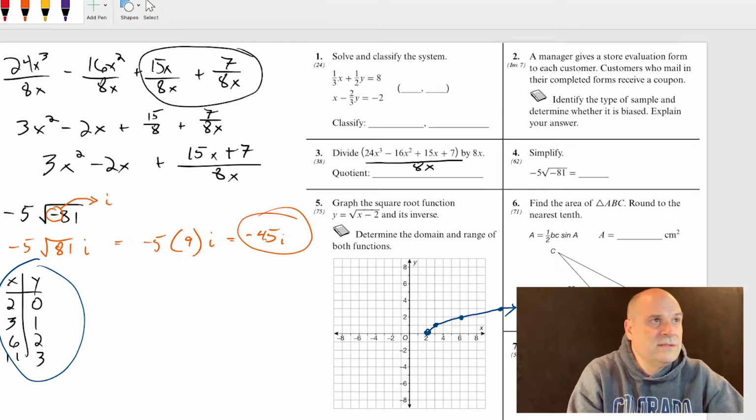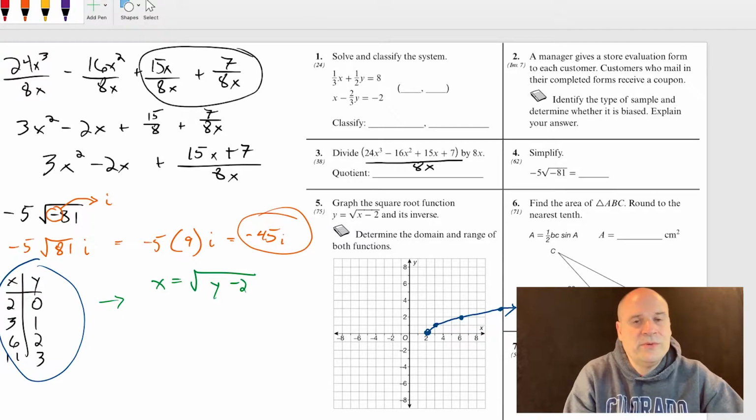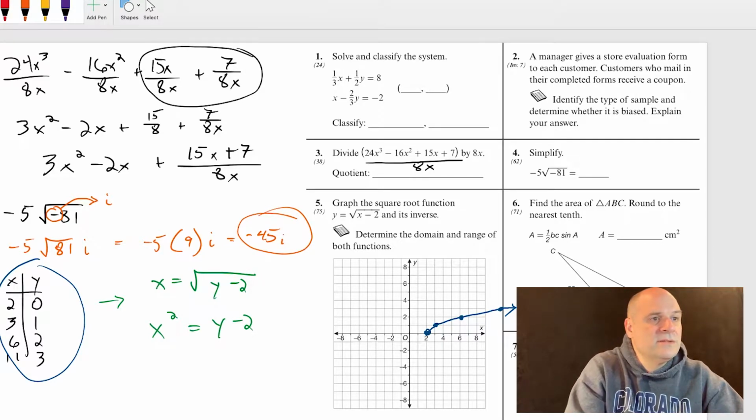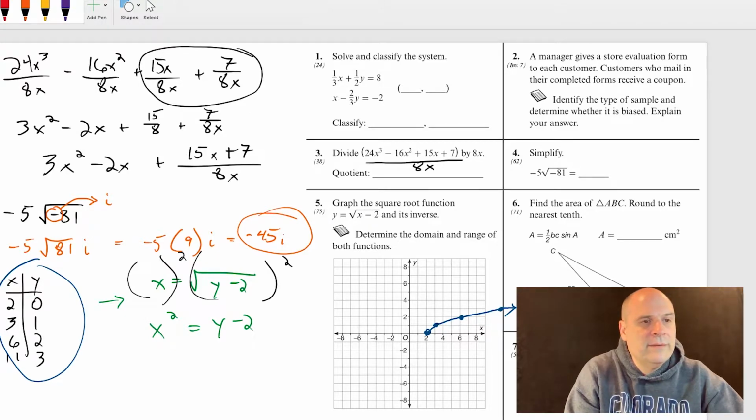So the inverse is x equals the square root of y minus 2. Remember, when you find the inverse function, you are just swapping the x and y and solving for y. So let's solve for y. First of all, let's square both sides to get rid of that radical. That's what we get when we square both sides, right? All right, and then we're gonna get y by itself. So y equals x squared plus 2. To get y by itself, you just add 2 to both sides.